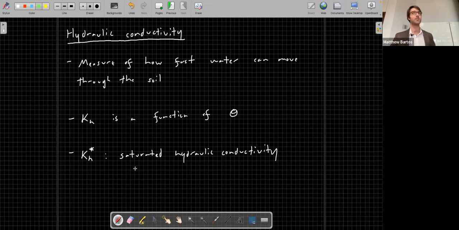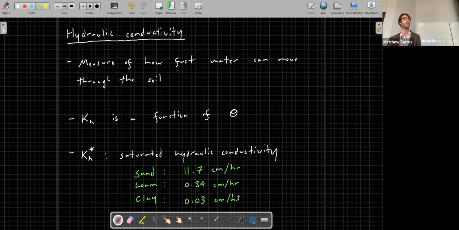first, the KH star, or saturated hydraulic conductivity, will vary depending on the soil type. So we might have sand, we might have loam, we might have clay, and it varies a lot from soil to soil, but here are some example values. For sand, you might have something on the order of 11 centimeters per hour. For loam, on the order of 0.34 centimeters per hour. And for clay, your hydraulic conductivity is going to be very, very low, on the order of 0.03 centimeters per hour.